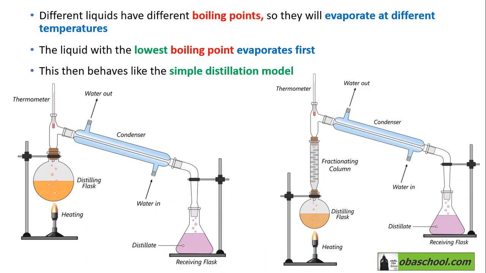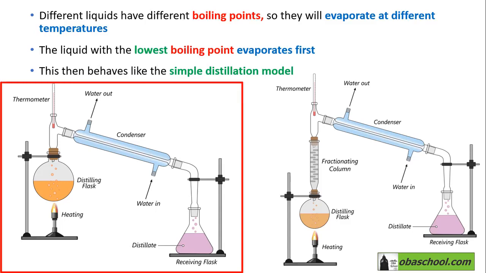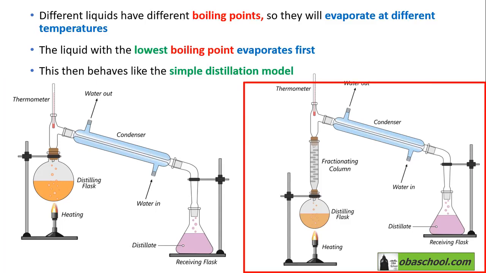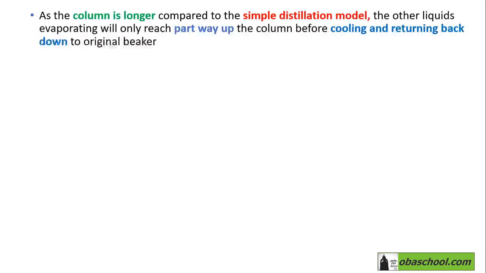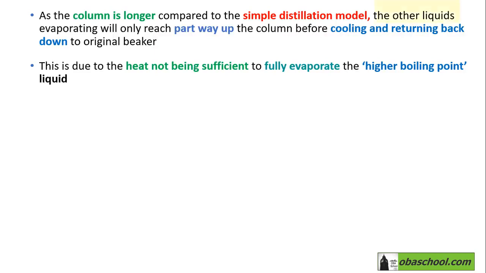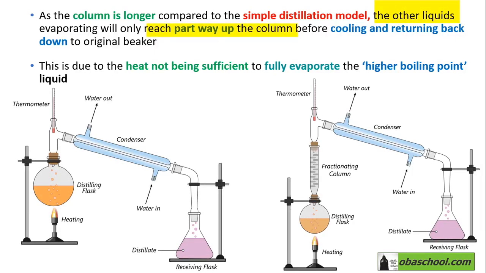An important difference between the simple distillation setup shown on the left and the fractional distillation setup shown on the right is that the column is much longer in the fractional distillation model. That means any other liquids evaporating will only reach part way up the column, therefore they will cool down and turn back to the original beaker, because the long column is very warm at the bottom due to the action of heat, but will be much cooler towards the top.